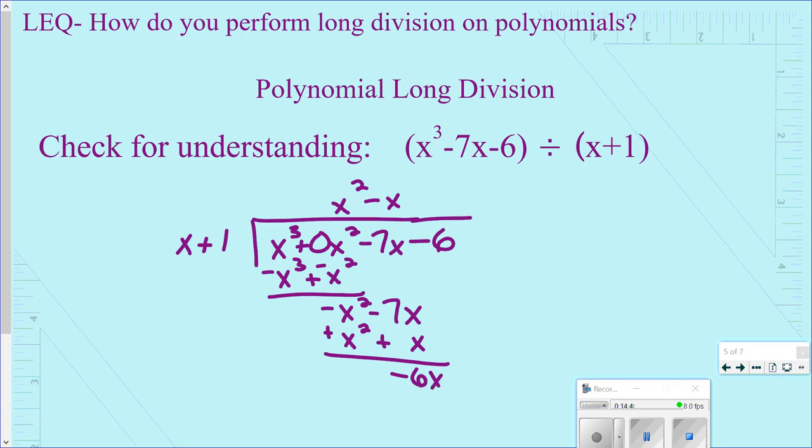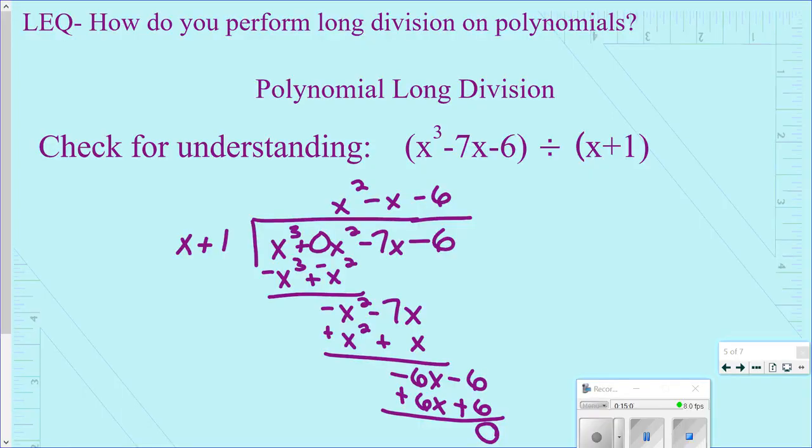Bringing down the next term, which is negative 6. All over again, x into negative 6x goes in negative 6 times. Negative 6 times x is negative 6x. And negative 6 times 1 is negative 6. Subtracting, so changing the signs and adding, we are getting a 0 remainder this time. So our quotient is x squared minus x minus 6. So go ahead and check that, see if that's what you got.